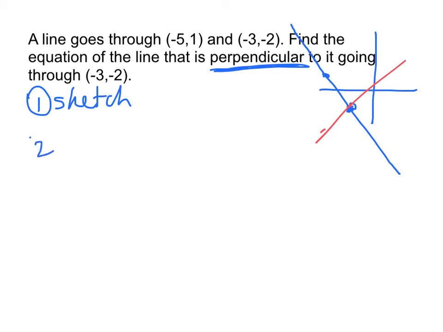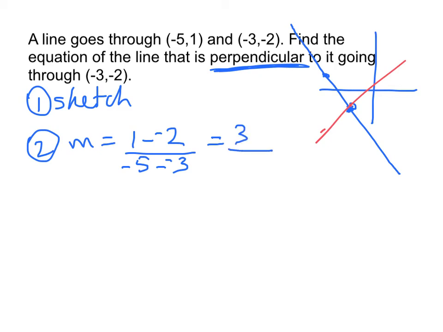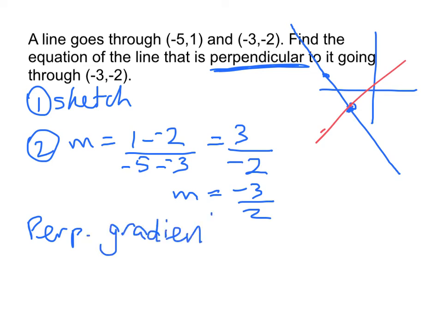So we're going to start by finding the m for the first line. So m is equal to 1 minus -2 over -5 minus -3. We should be expecting to see a negative number here, so let's take a look. We get 1 plus 2, 3, over -5 plus 3 is -2. So that's equal to -3 over 2. Perpendicular gradients can be found easily once we have the first gradient. So the perpendicular gradient is equal to 2/3, because we've taken our gradient, found the reciprocal, and then taken the negative of that.